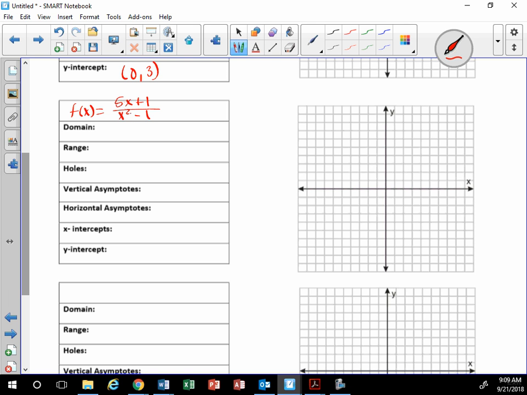How many vertical asymptotes do we have this time? 2. Are they annoyingly close together? Yes.